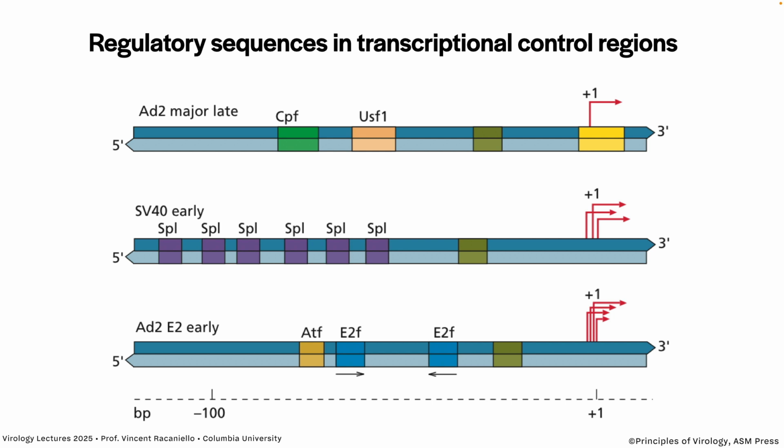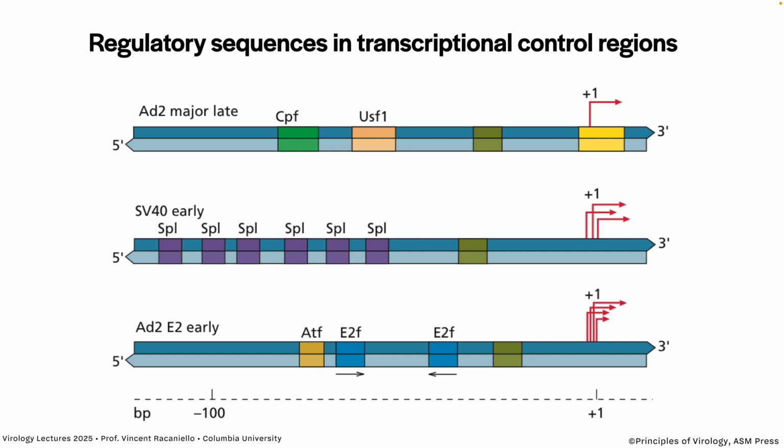So here's an example of 3 different viral genomes and their transcriptional control regions. They're all very different because they infect different kinds of cells in you, and you need different amounts of the different proteins. So here's adenovirus, the major late. Adenovirus has multiple promoters, major late promoter, 1 initiation site, and a couple of upstream sequences for binding regulatory proteins.